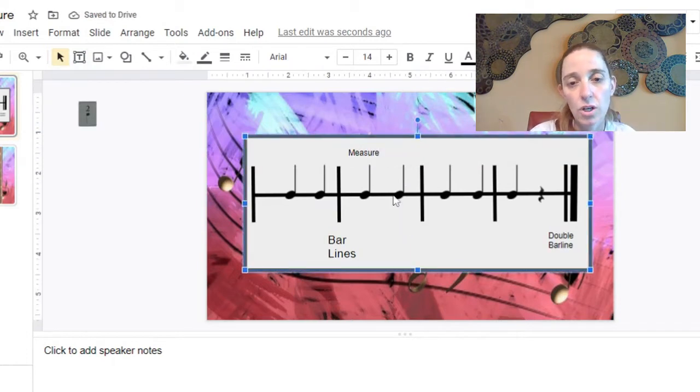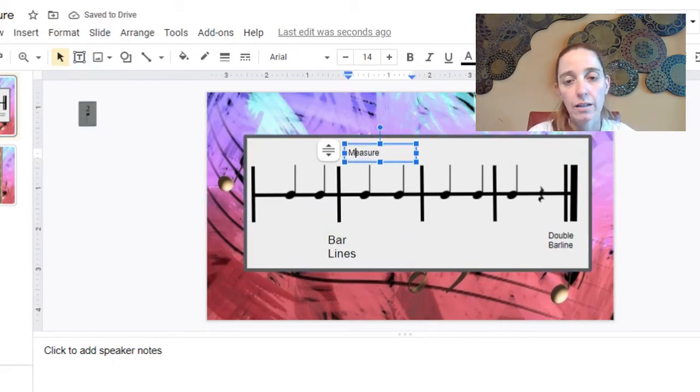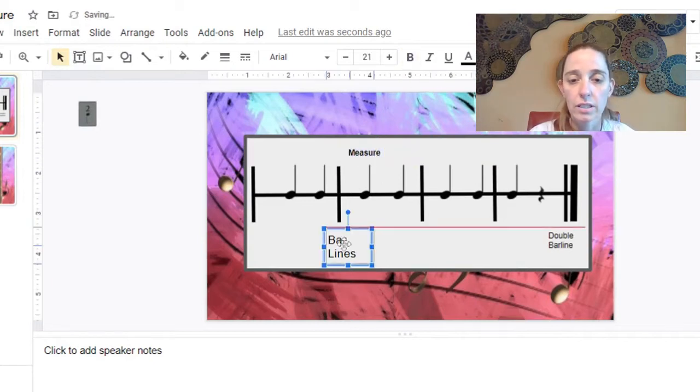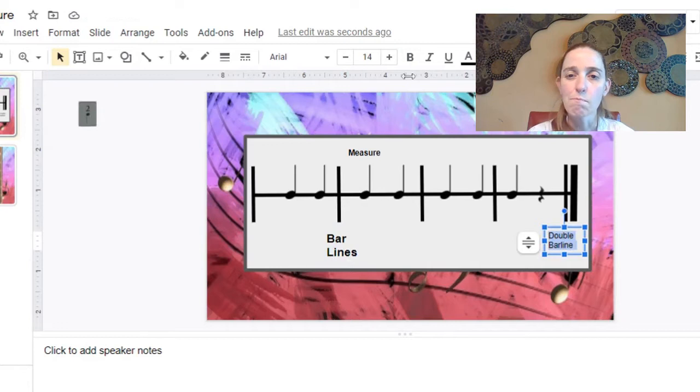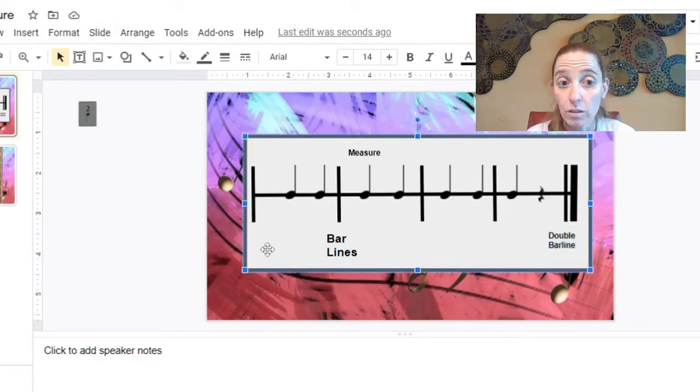Okay, so when we have all of these beats and we are grouping them together, we are determining what meter it is. We've talked about meter and figuring out which meter we're moving to. And so we could label the meter with something called a time signature.